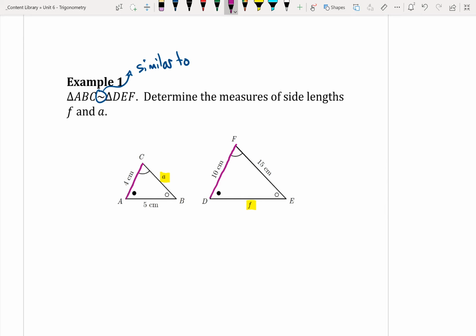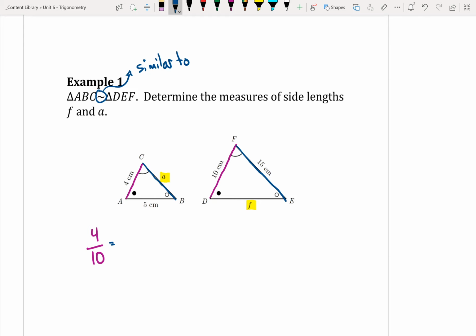So what I'm going to do is write those out. 4/10 is one ratio, and this has to equal the ratio of all my other sides. So this is how I'm going to find the missing side. Let's look first at these two sides. They're the same sides of the similar triangles, right? Because they both have the same angles, they're in the same spot.